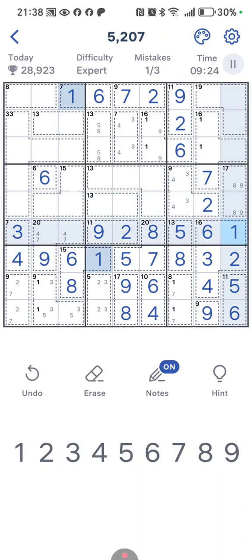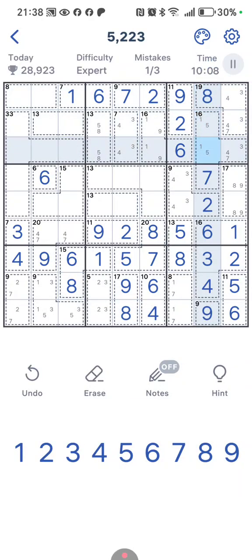Let's scan up to the top. 1, 2. Then 5, 5, and 5. 6, nope, 7. 7 and 7. 8. Let's actually have a critical look at this. So if this is 7, this can't be 8, can it? This has to be 8.